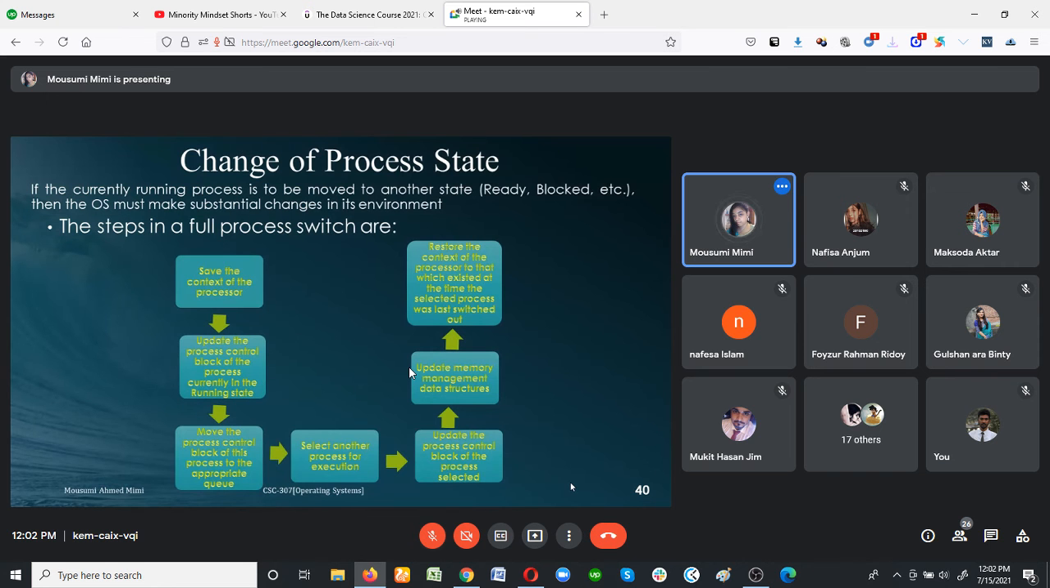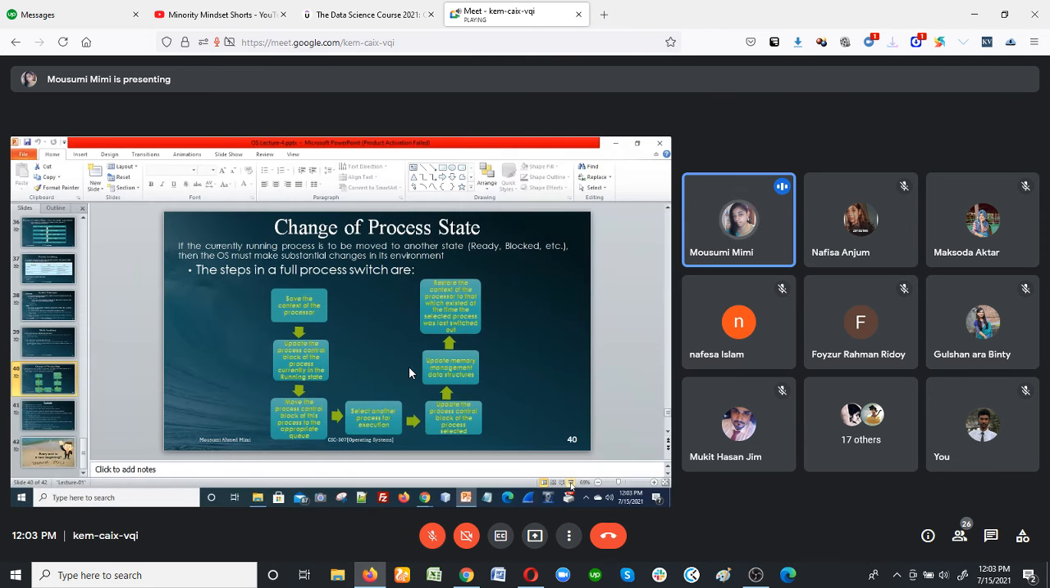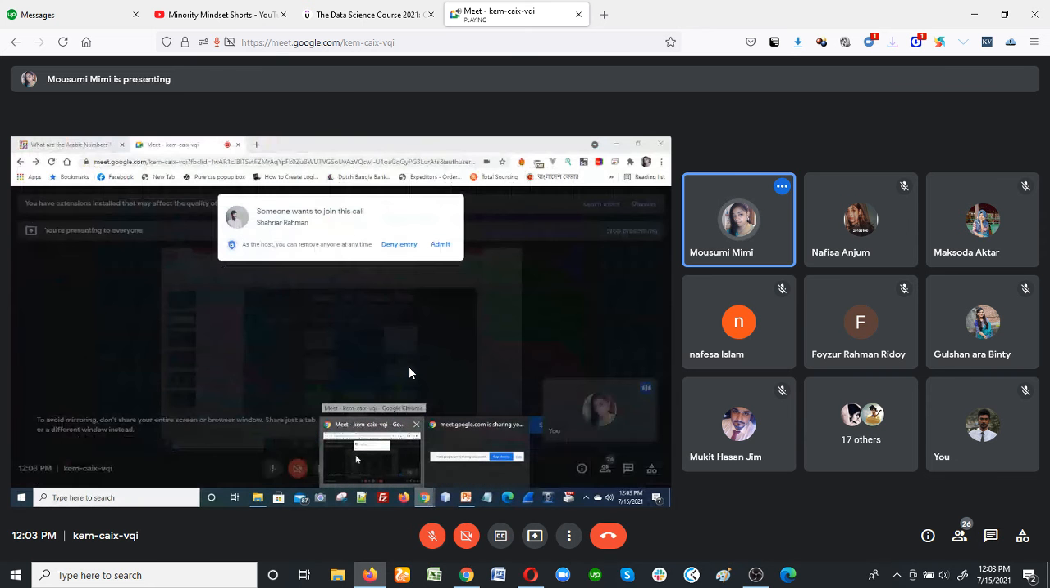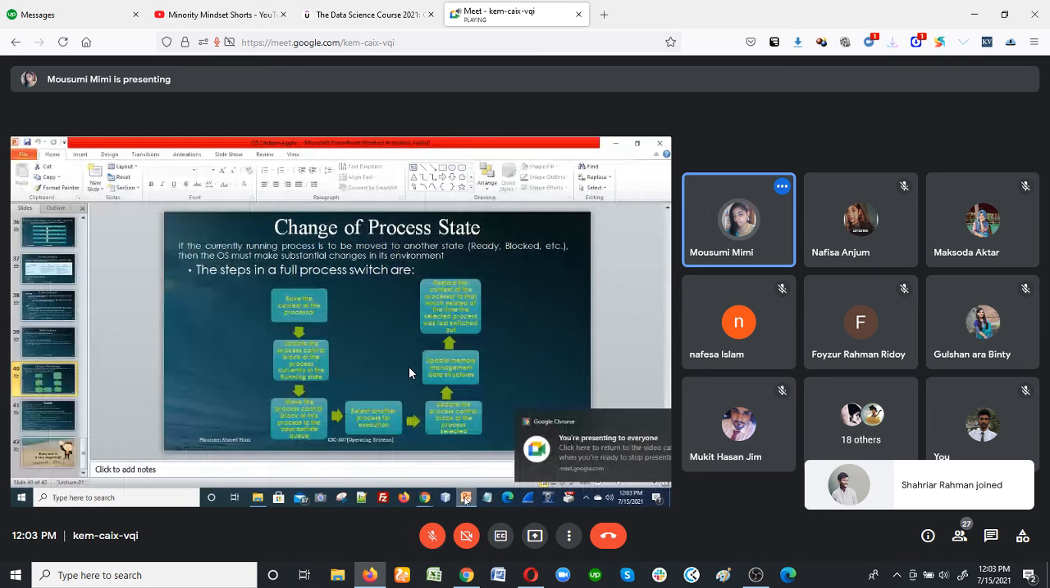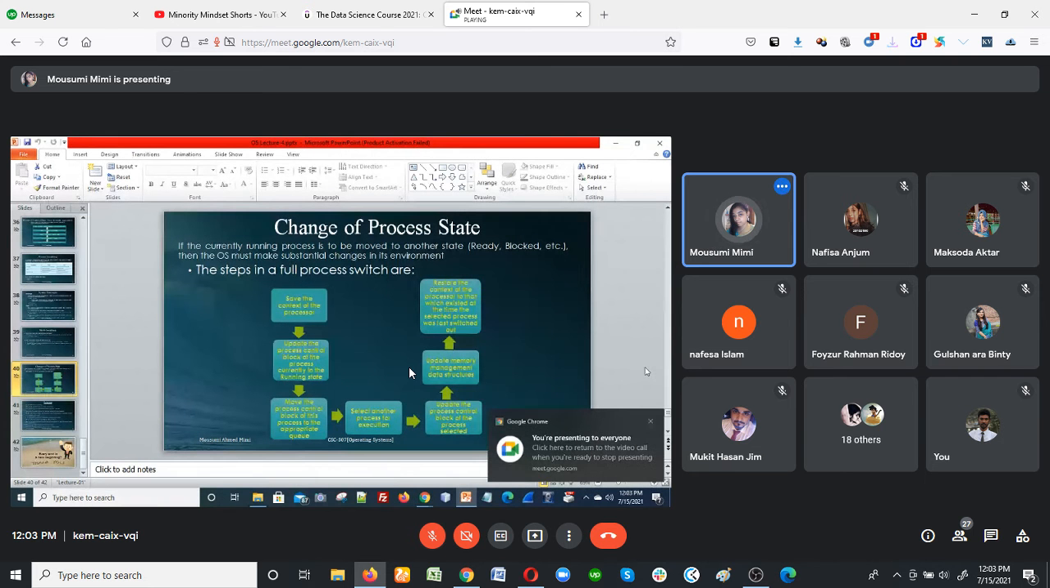That's the flow chart. First of all, the processor sets the context. Context means which process is now running. It updates the process control block of the running state. Then it changes the process state, and it changes which processes are running and which are waiting. After that, it figures out through the interrupt handler whether any interrupt has occurred or not.